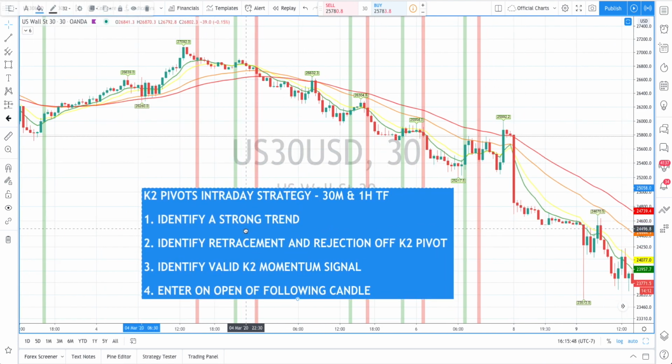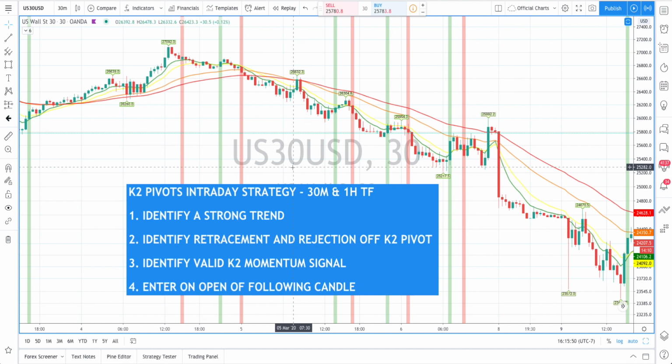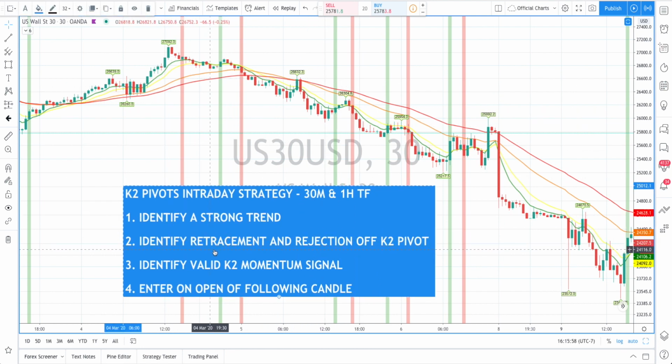So again, with number 1, we identified a strong trend. We saw right here that the pivots kind of spaced out and were all angling downwards. So that would confirm a strong trend downwards. Secondly, we want to identify retracement and rejection off the K2 pivot zone. So right here, you can see price came down in the direction of the trend. It retraced up and then rejected off this area right here and came back down. So the first two requirements are met. We identified a strong trend. We identified a retracement and rejection off the K2 pivots.